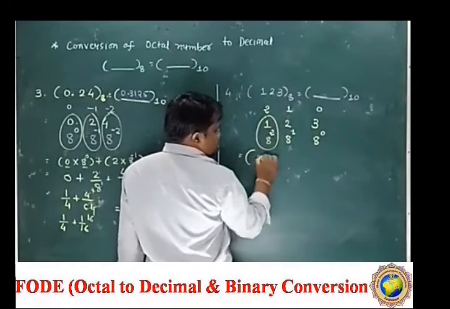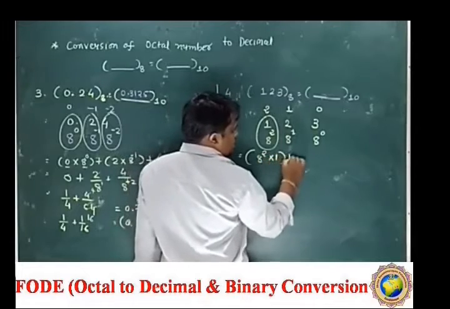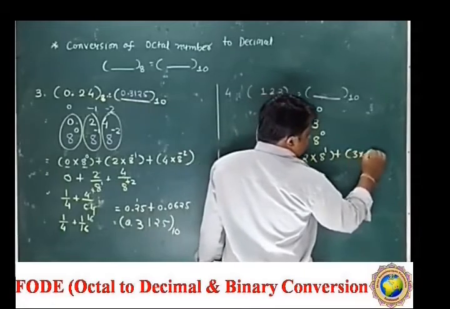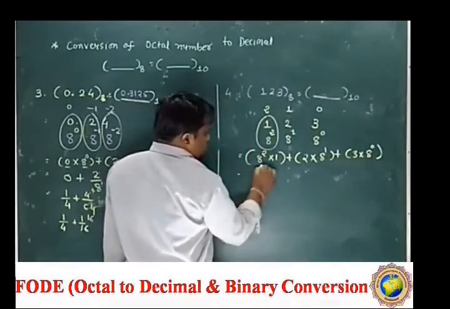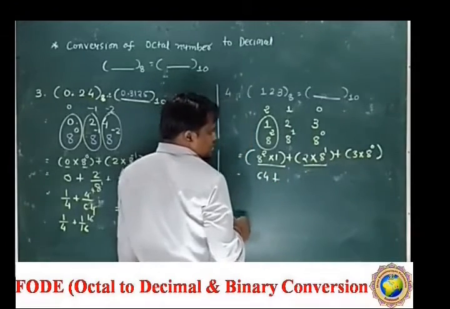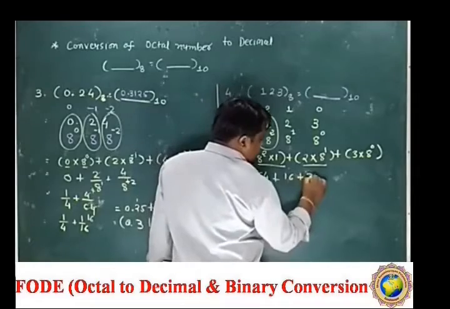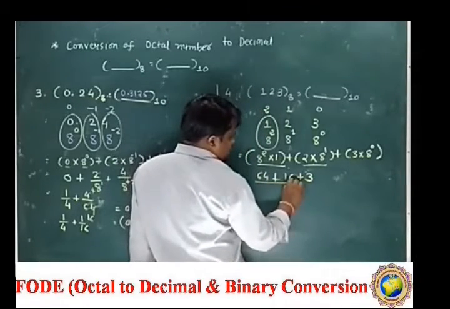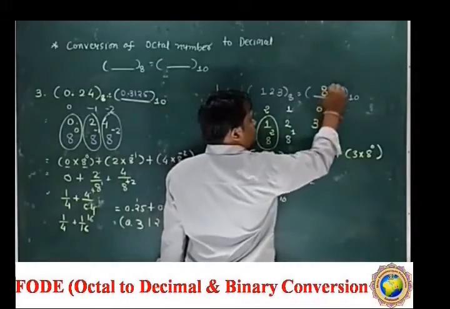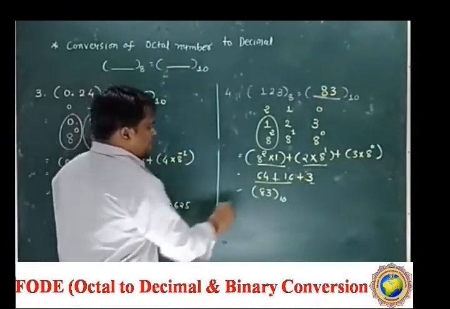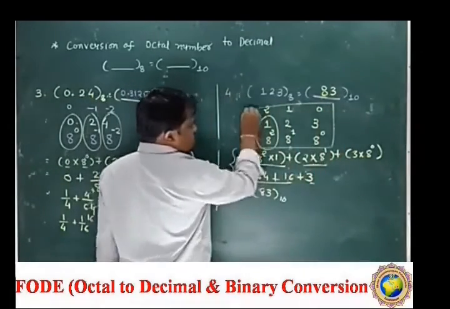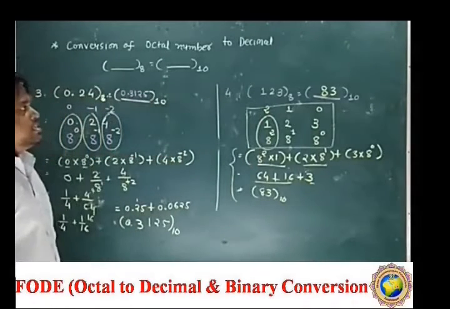Multiply these: 8 squared into 1 plus 2 into 8 raised to 1 plus 3 into 8 raised to 0. So 8 squared into 1 is 64. 2 into 8 is 16, plus 3. So 64 plus 16 is 80, and 83. So the answer is 83. You can directly write these steps only. This is not required, but for understanding we have to write these steps.